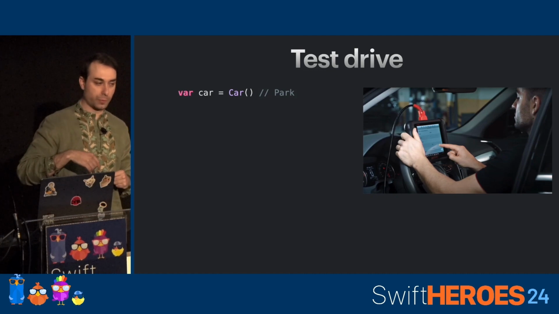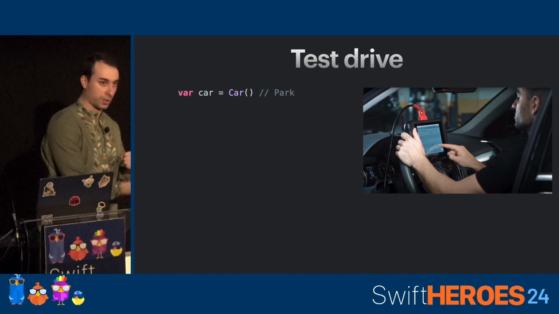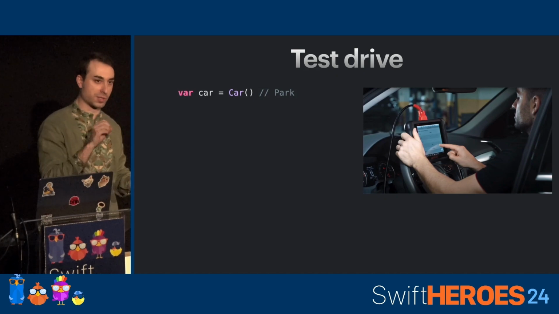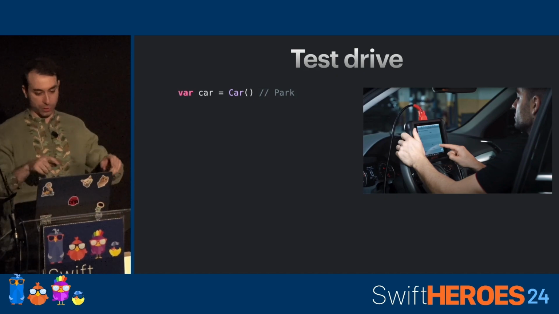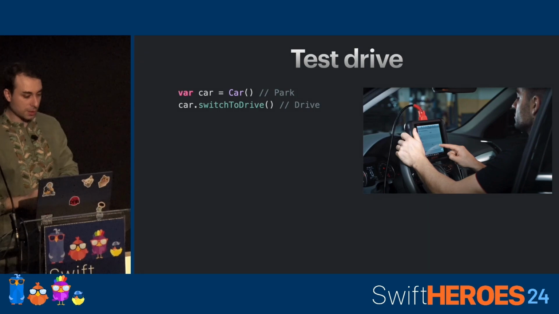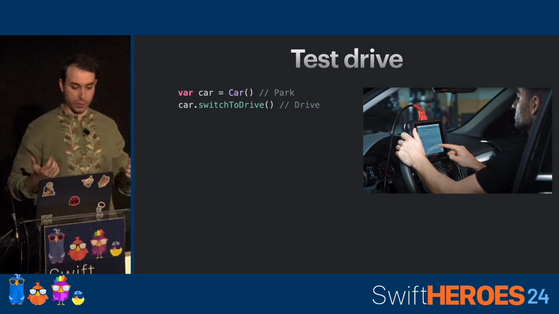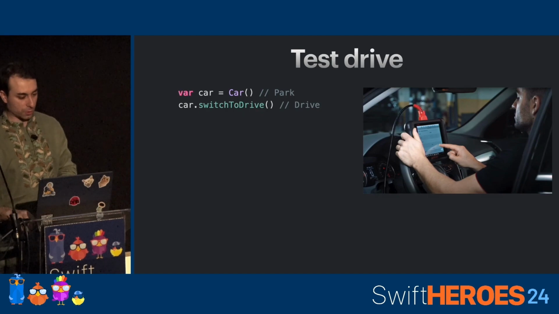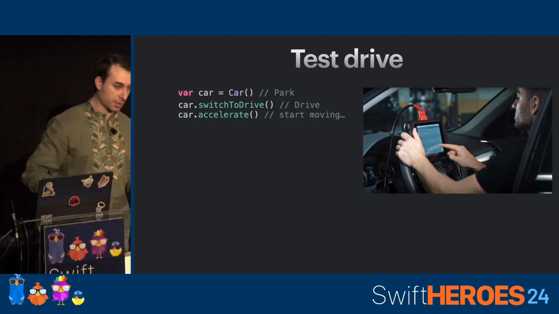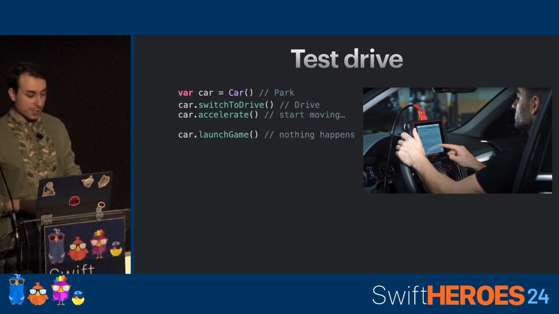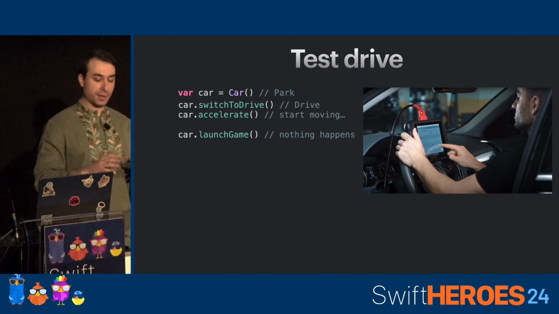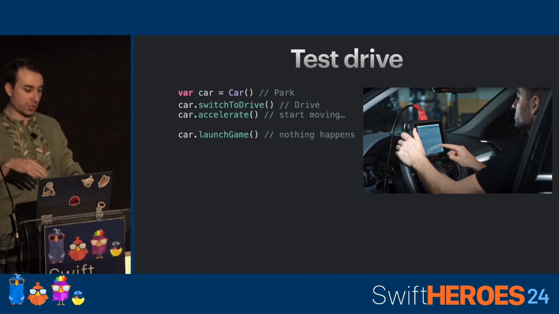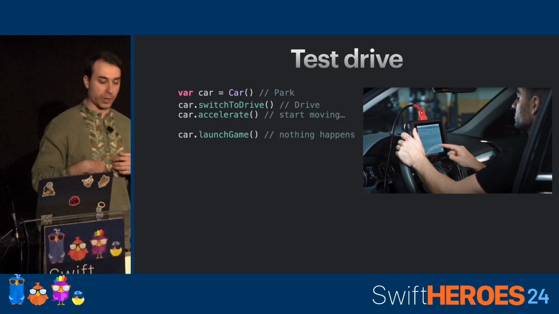Hence why we will be testing our car by hooking up to it using the computer and sending it commands directly, bypassing all the buttons. So okay, we create the car operating system. We tell it, hey, switch to drive. So now we're in drive mode. Then we say accelerate. The car starts moving. All good. Then we say launch the game. And nothing happens. So that's good, right? Because we never want to allow launching the video game while we're on the move.